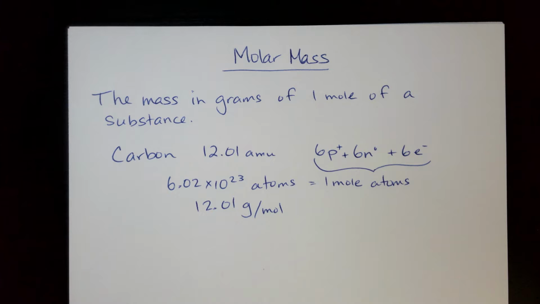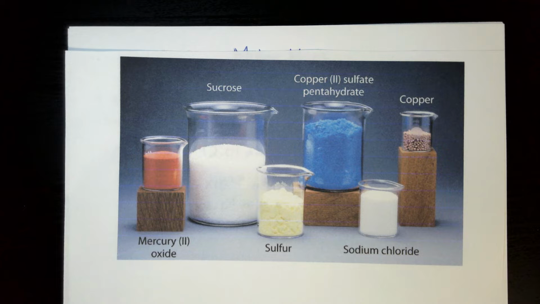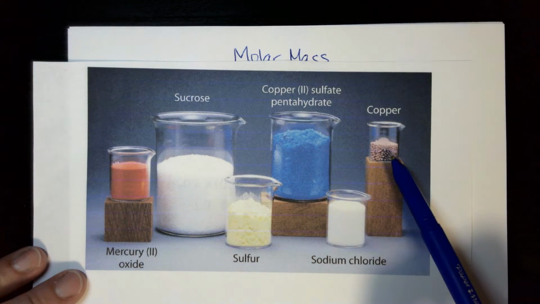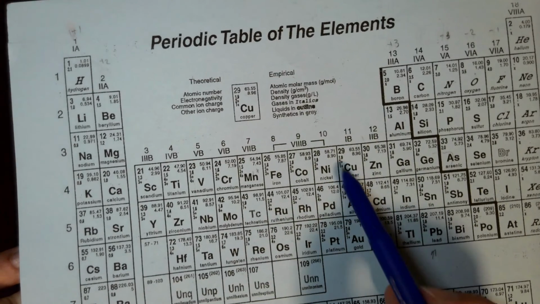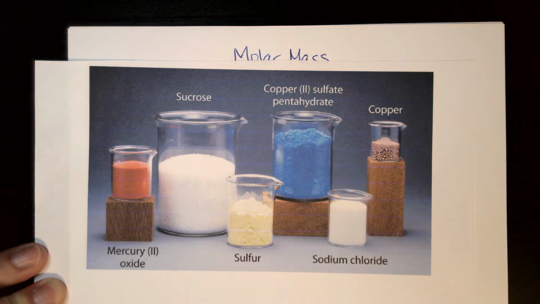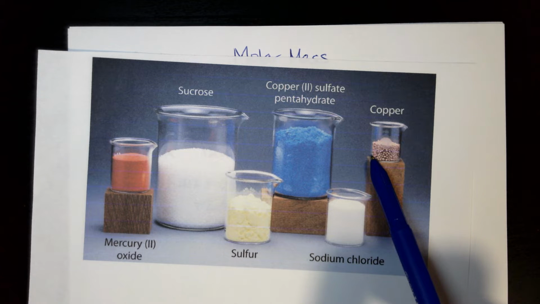Now, we use the periodic table because what we find is when we look at different substances, 1 mole of different substances will occupy different amounts of space. And that has to do with the structure of the atom. So whereas a carbon atom has 6 protons, 6 neutrons, and 6 electrons, something like a copper atom is going to be a larger atom. If we look at copper, it's got an atomic number of 29. So we have 29 protons, 29 electrons. And that is going to mean that every atom of copper takes up more physical space.